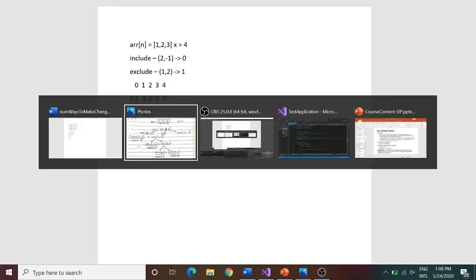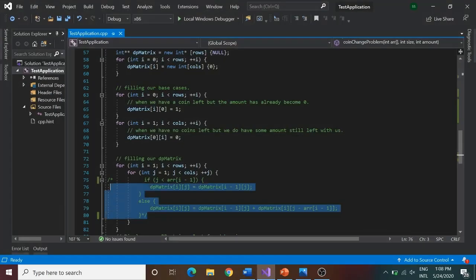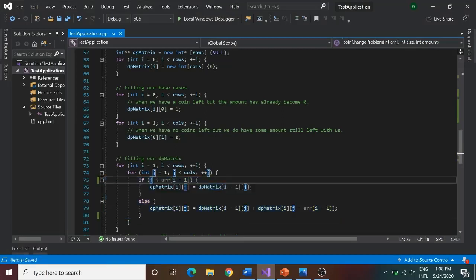So now coming on to the code, how do we actually do it? Again, I will be making a check: what does J represent? J is the column, and my column represents the amount which I need to make. So if it's less than the denomination which I am currently holding in my hand, what would be the answer? I would be recursing for the remaining denominations with the same amount. That's what I was doing over here.